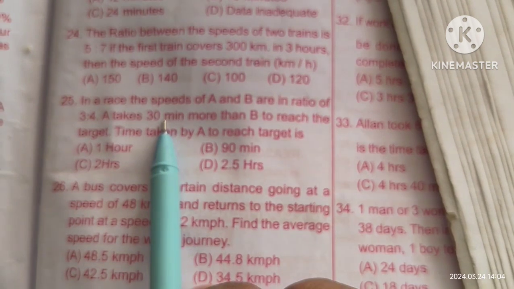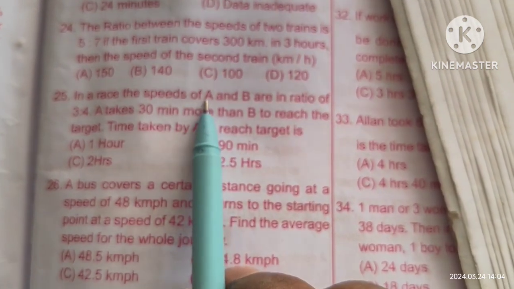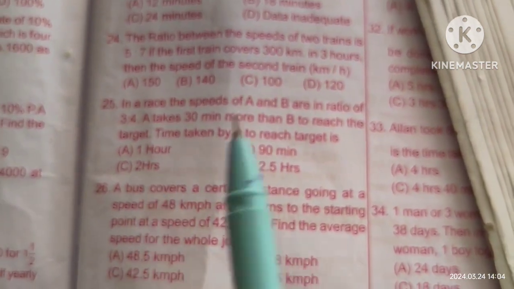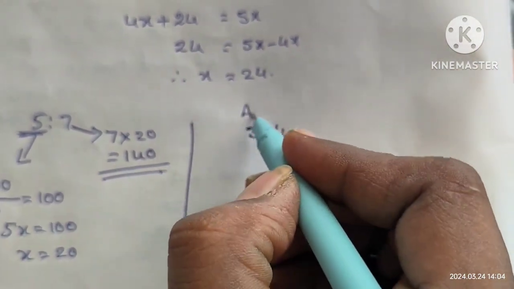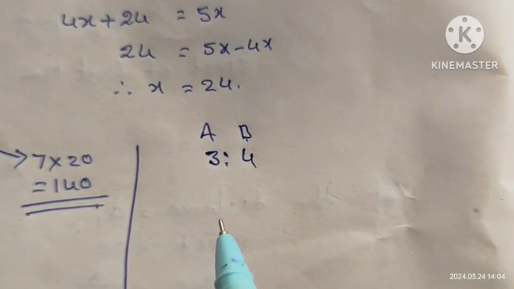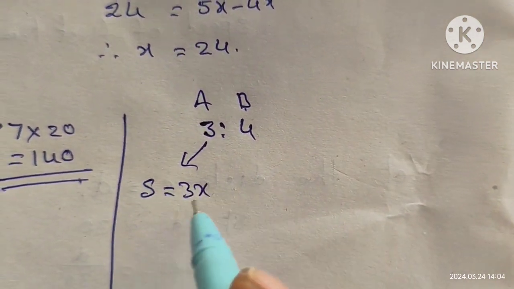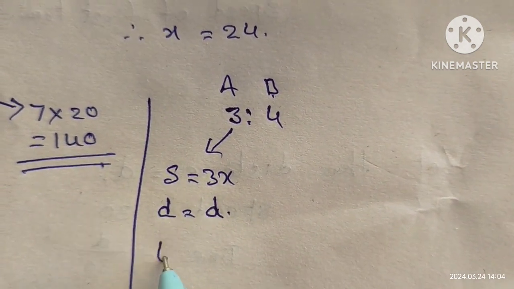Okay, and come back once again. They gave the ratio of speeds, and they did not discuss the distance. They said only to reach the target, means the distance is constant. So first of all they gave the ratio 3:4. A and B ratio is 3:4. So let the speed of A be 3x, and the distance is the same, so the distance is D. Then we can calculate time.